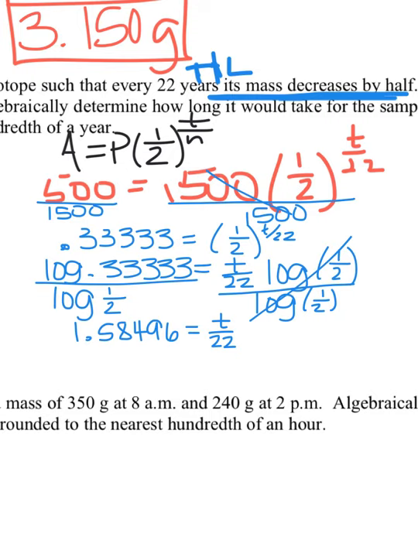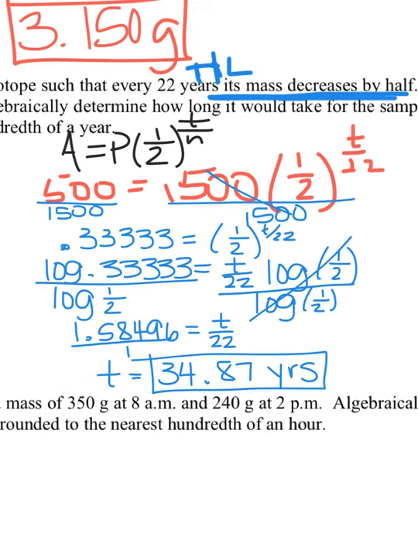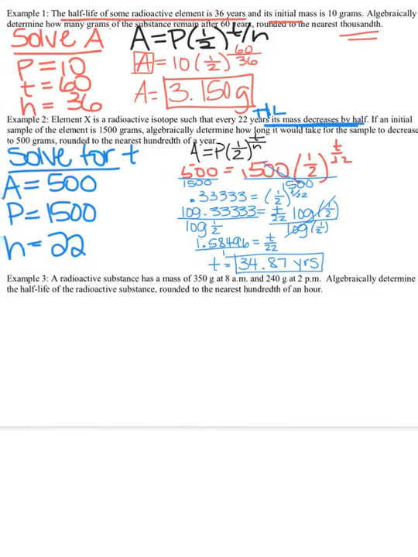We've solved equations like this a whole bunch of times. If I do this, then you always know what to do, right? You're going to cross multiply. Always, always, always cross multiply when you get to this step. So 1 times t is t equals that number that's in your calculator right now times the 22, and that's going to be your answer. We are rounding to the nearest hundredth, so 2 decimal places, and we get 34.87, and we're talking about years. That's your answer.